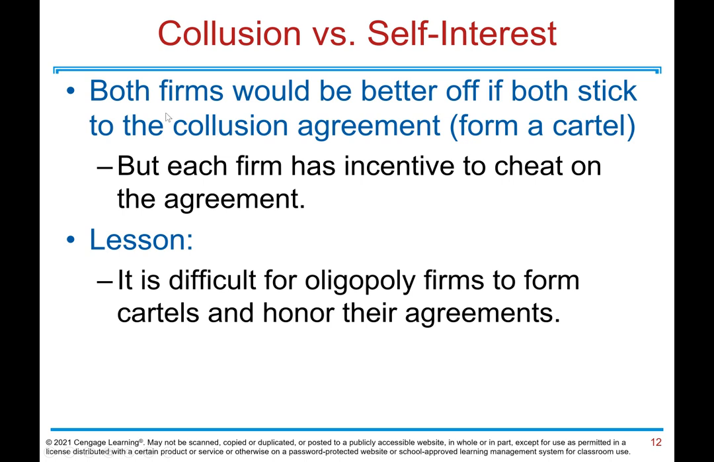Collusion versus self-interest. Both firms would be better off if both stick to the collusion agreement and form a cartel. But each firm has an incentive to cheat on the agreement. What is the lesson? It is difficult for oligopoly firms to form cartels and honor their agreement.